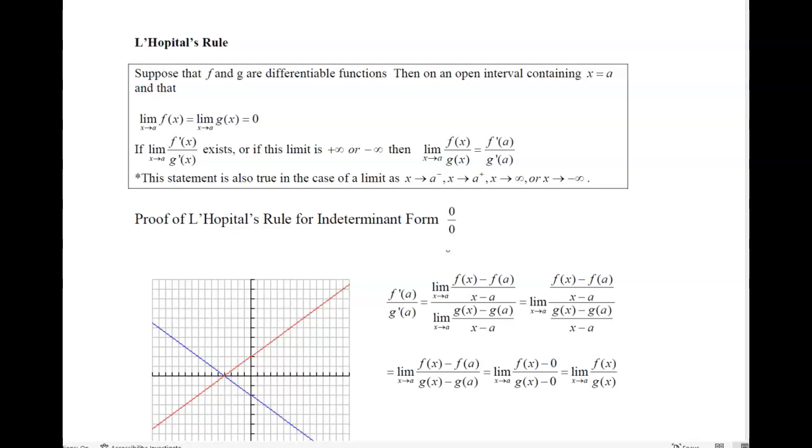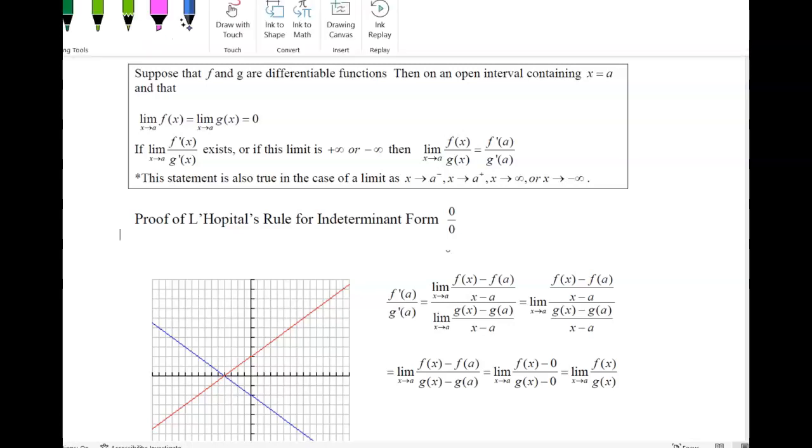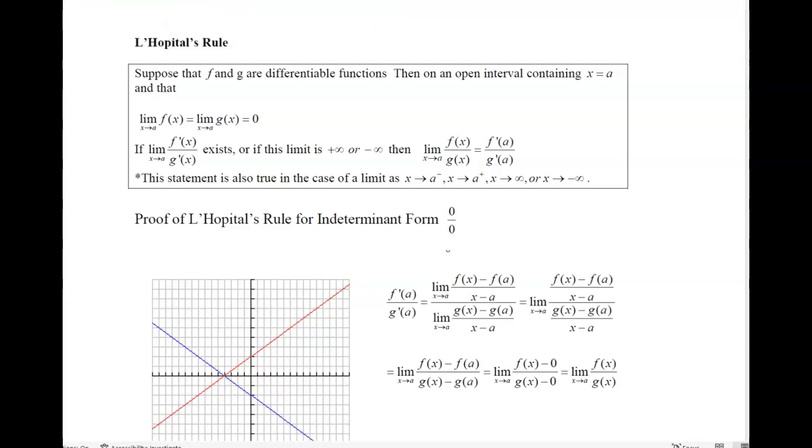Hello, and welcome to today's lesson on L'Hopital's rule. We're going to introduce what L'Hopital's rule is and do some examples, and then there are other videos that get into other versions of indeterminate forms that follow this. But for right now, what is L'Hopital's rule?